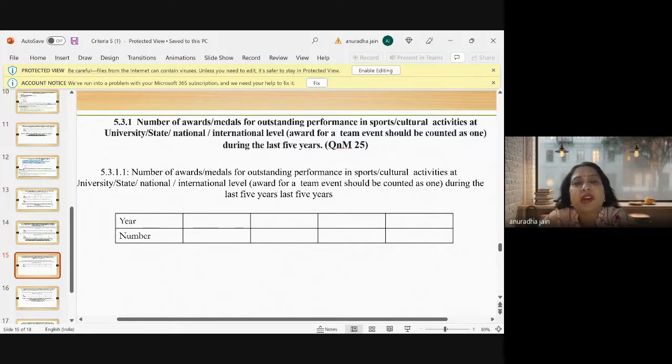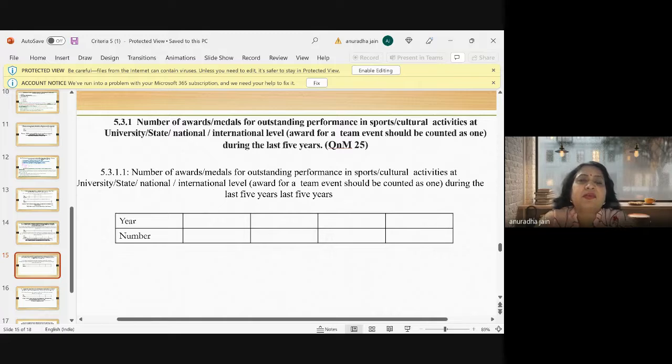So why are they asking this? Because as an institution, we should motivate our students to participate in sports activities, cultural activities, co-curricular activities and all. And they should bring laurels to the institution. Both are benefited: the institution as well as the students. And this helps in the overall personality development of the student. Why? Because they will go, they will participate, they will get confidence, they will learn discipline. And they will also bring laurels to the organizations where they are a part.